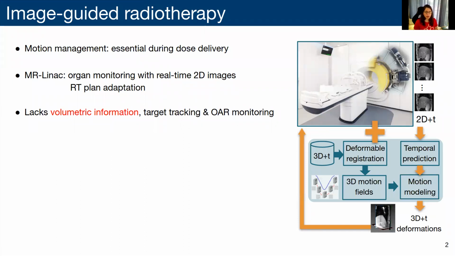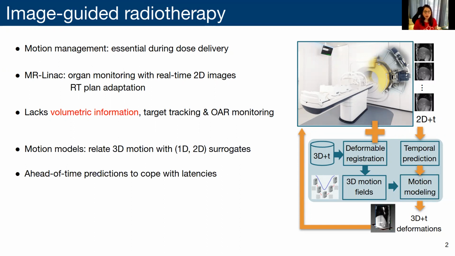In external beam radiotherapy, motion management is essential to ensure an accurate treatment of moving organs such as liver, lungs, among others. The MR-Linac system enables simultaneous imaging, beam shaping, and delivery. Therefore, it allows monitoring the in-plane motion. However, it lacks volumetric information needed for 3D target tracking.